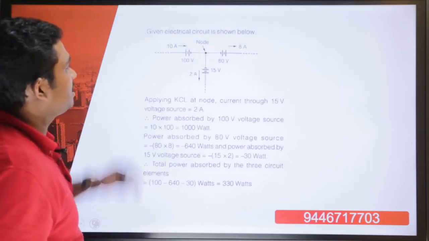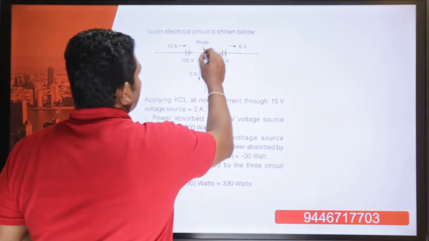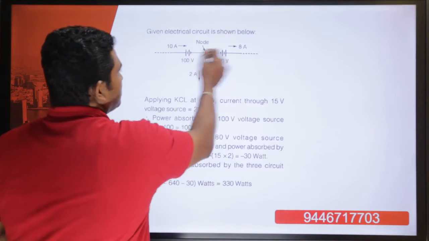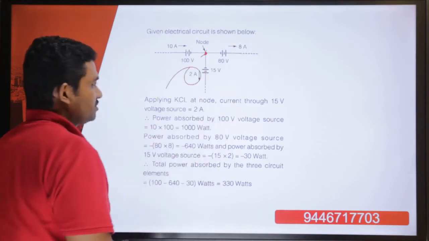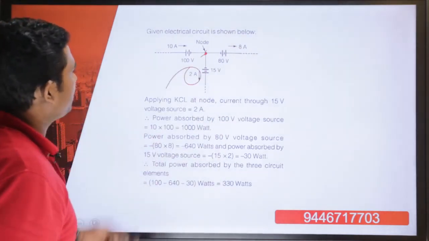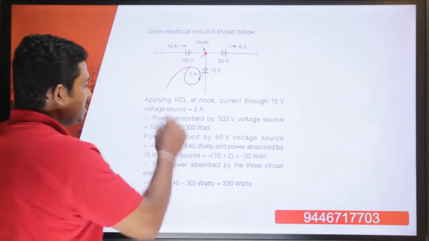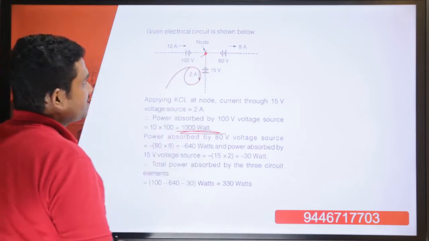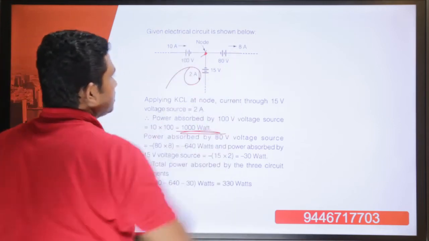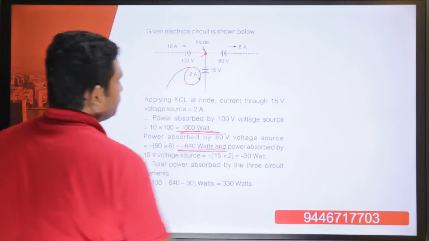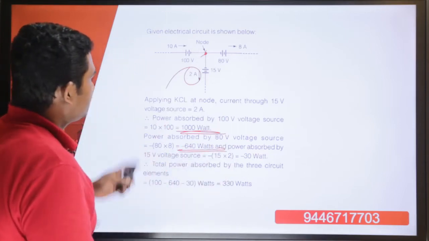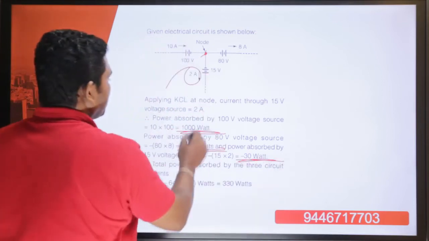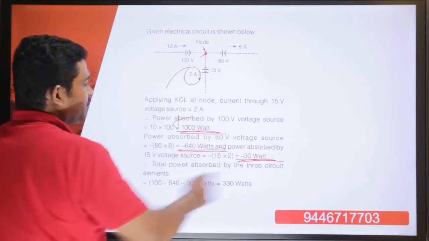So we are redrawing the circuit and we are considering this as a node. The currents passing are 10 ampere and 8 ampere, so here it is 2 amperes. We will have to find the power at each and every element. The first power is 10 into 100, which is 1000 watts. The second power is 8 into 80, so it is 640 watts. The third power is 15 into 2, so it becomes 30. The incoming becomes positive and the rest become negative.